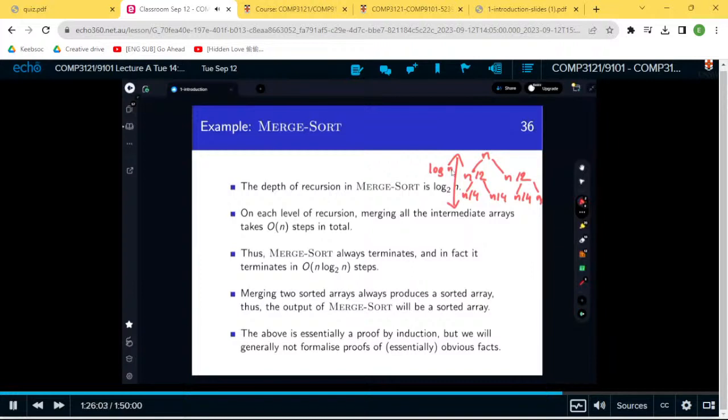So you can see that sorting everything on this level takes order n time. Sorting these two takes time n/2 and a half. Sorting these two again takes time n/2 at this level of the recursion tree. So at every level we spend linear time. The height is logarithmic. So in total, the running time is order n log n.